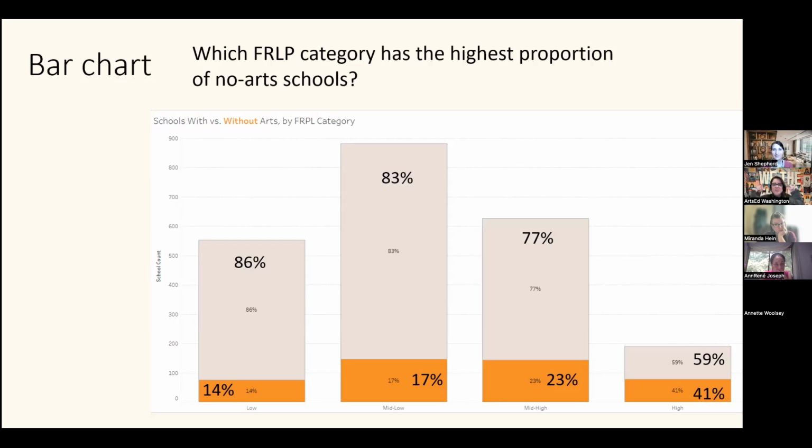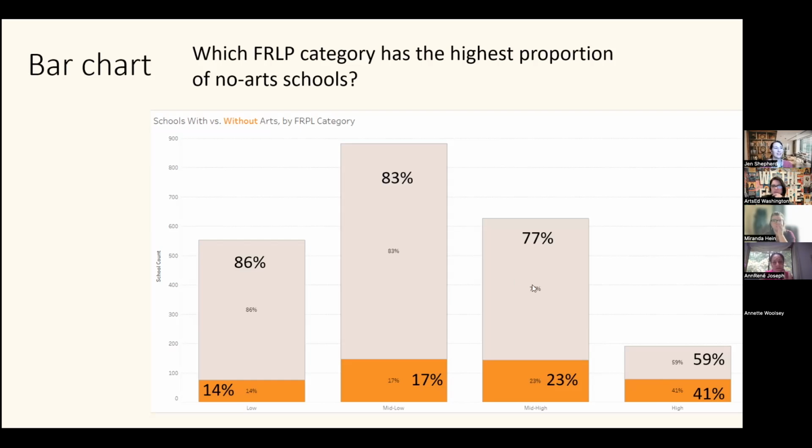So the orange is without, right? Because it says without in orange. So that gives me an indication that I'm looking at the orange. So I would say it is the 41%. Is that right? Yeah, it is. So even though it's a smaller part of the graph height-wise, that is the highest proportion.